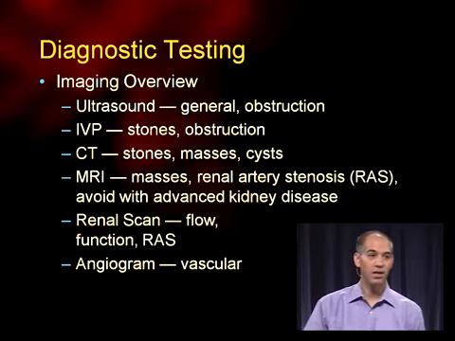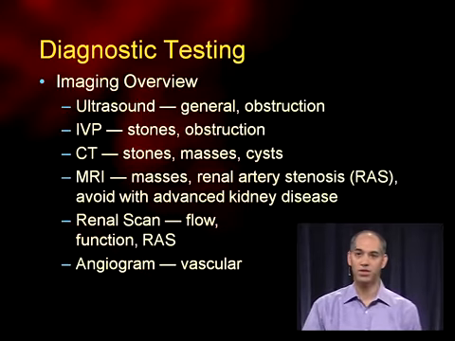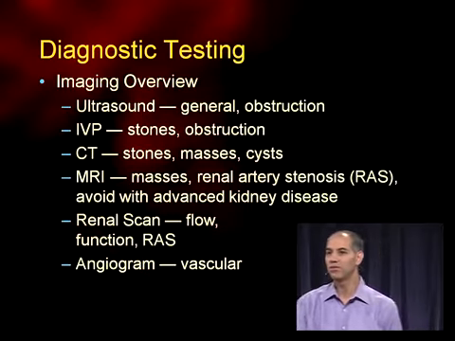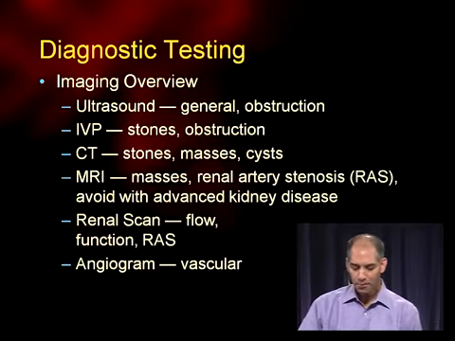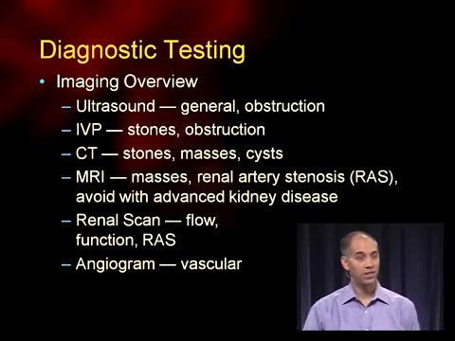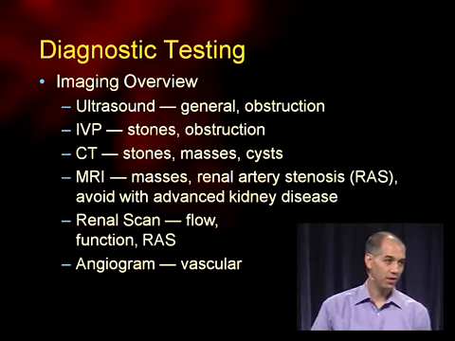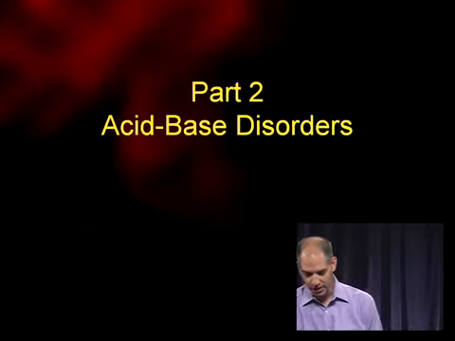MRI is okay for looking at masses, but we really use it to look for vascular flow for renal artery stenosis and MRA. We try to avoid giving the gadolinium in people with advanced kidney disease. And then finally, renal scans. We get the nuclear med docs involved to help look at both kidney blood flow as well as kidney function and to look for scarring within the kidney. And then finally, an angiogram for vascular injuries.